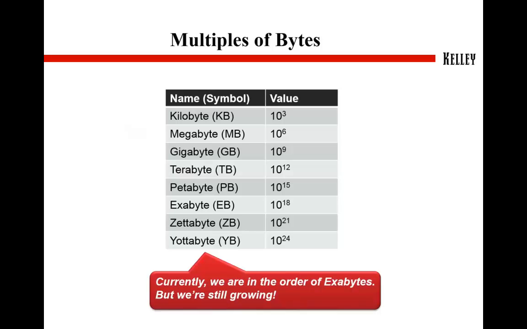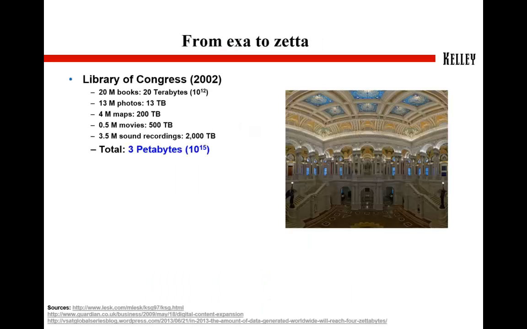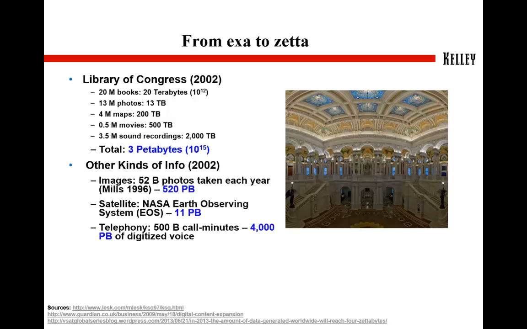Now technology has advanced even more since 2002, and the amount of information is growing even more exponentially. So in 2002, the amount of data in the world was in the order of exabytes, but we're still growing really fast. Going back to 2002, it was estimated that there was about 3 petabytes of data just in the Library of Congress. About 520 petabytes of data are created each year when people take over 52 billion photos. There are many petabytes of satellite data and thousands of petabytes of telephone data. This was all in 2002.